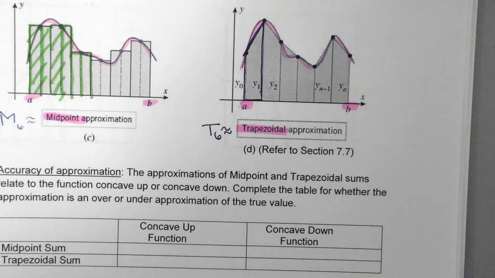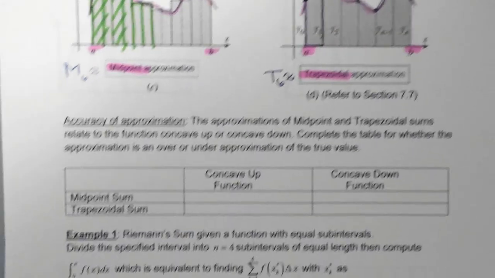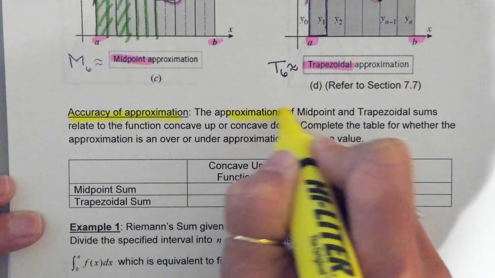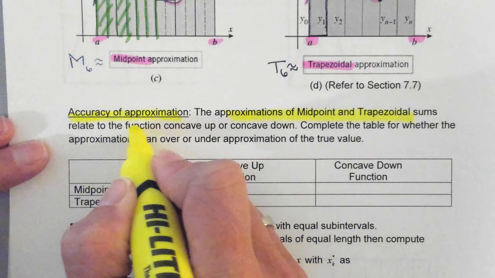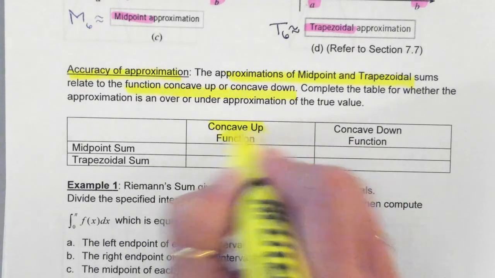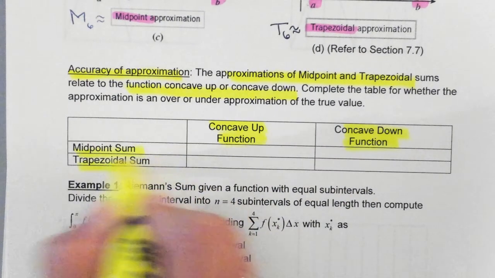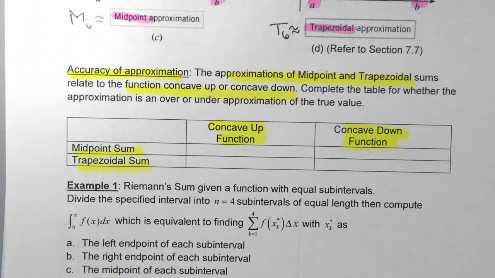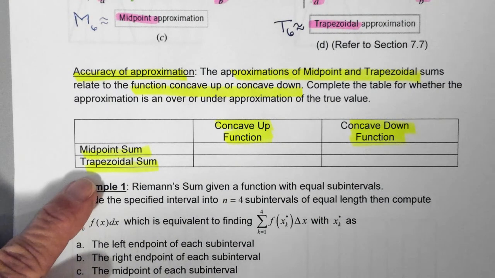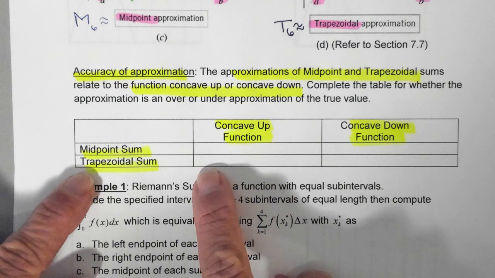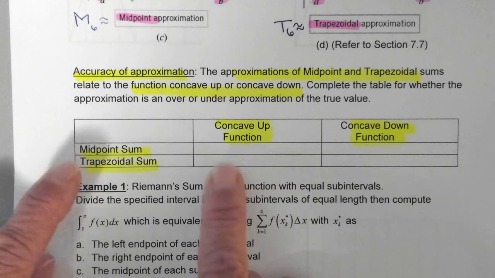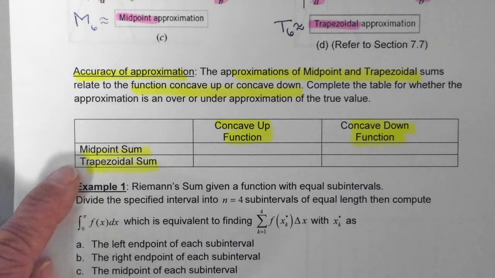So when we are looking at the accuracy of the approximations, we've got the approximations of the midpoint and the trapezoid, and we are looking at the concavity of the function. Trapezoidal is a little bit easier to see, and midpoint is the exact opposite. So if the concave up portion of a trapezoidal is an under approximation, then the midpoint is going to be an over.